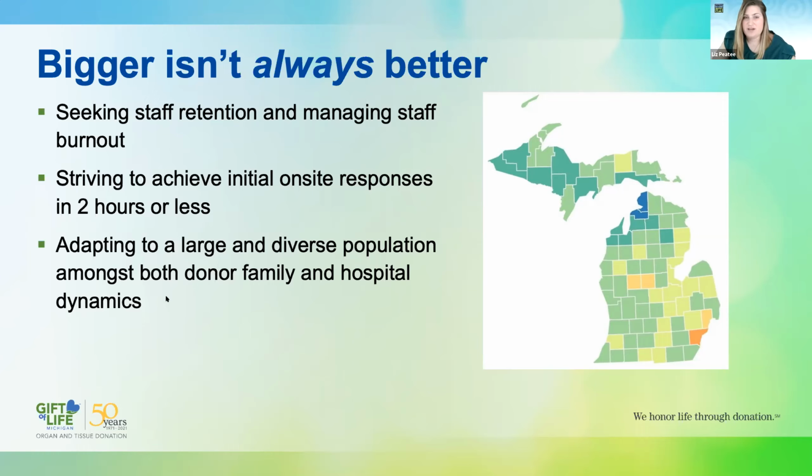And again, as many of us have encountered, having a large, diverse area can bring challenges of its own. So not only amongst our donor family populations, but also our hospital dynamics. Implementing something that might work very well in the Detroit or Ann Arbor area may not work so well on the other side of the state, the Kalamazoo or Grand Rapids area. So we are continually identifying the specific needs of our donor families and our hospital partners to make sure each donation opportunity is a success.